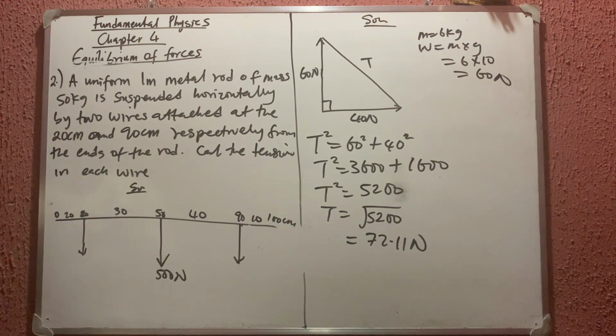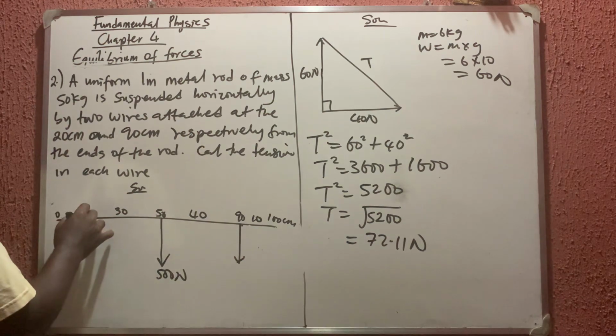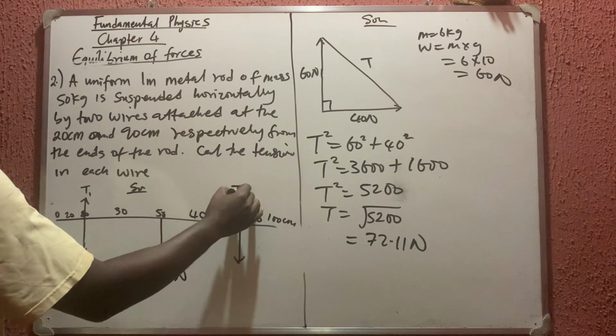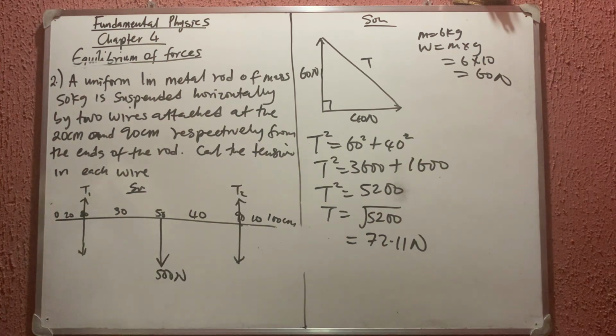Calculate the tension in each of the wires. So the tension in each of the wires goes like this. This is tension 1, and this is tension 2, right? So to calculate this, we are going to have that.